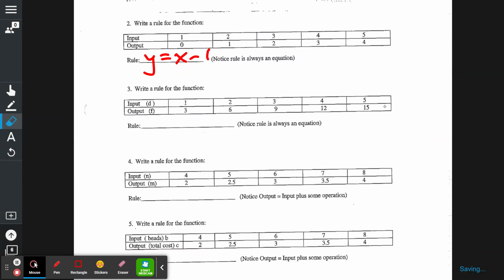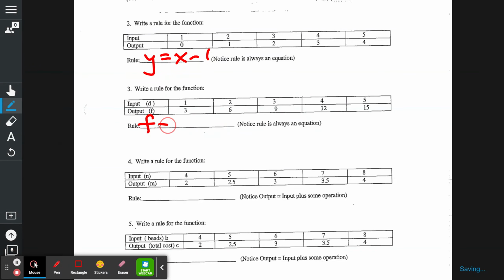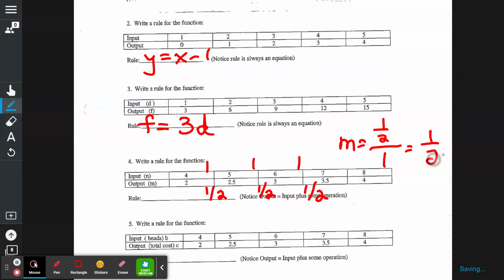I know my multiplier is 3, but this time my output is F instead of Y, and my input is D instead of X, so my rule is F equals 3D. Now looking at number 4, to go from 2 to 2.5, I add a half. 2.5 to 3, I add a half. 3 to 3.5, I add a half, where my x's are increasing by 1. So my multiplier is the change in y over the change in x, which is 1/2.